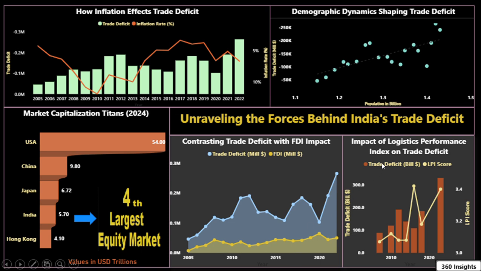And here I tried to see the relation with the Logistics Performance Index, because I thought it would be a key factor for the trade deficit. So here the LPI score is also increasing, but so is the trade deficit. So it is important to give priority to the LPI score.